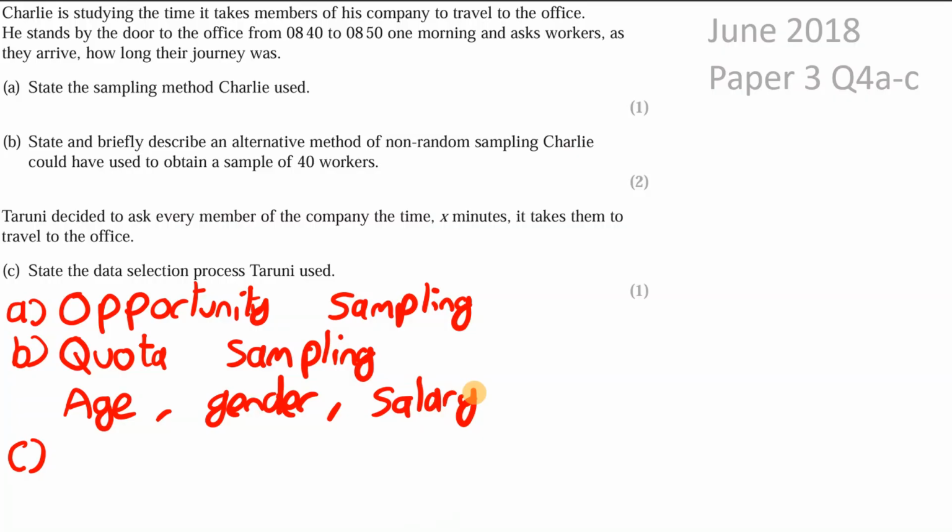And then for part C, we're told that Taruni decided to ask every member of the company the time, X minutes, it takes them to travel to the office. And for part C, we need to state the data selection process Taruni used for 1 mark. So they have asked every member of the company the time it takes. So this is a census.